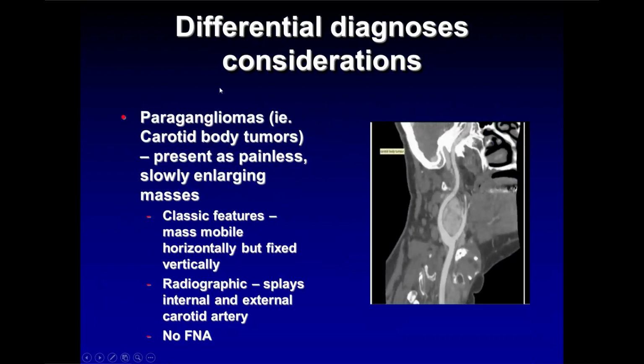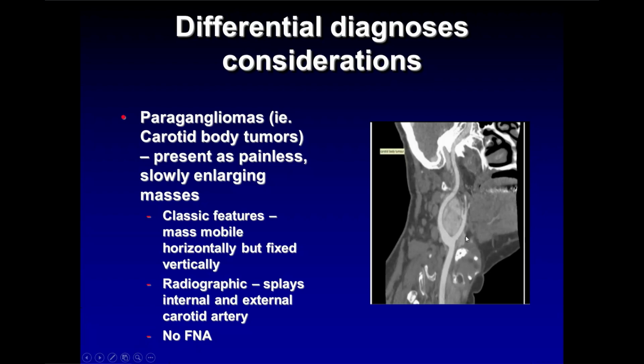So, other diagnoses to consider. And so that concludes the guidelines that we had previously introduced. But where do other diagnoses fall into that algorithm? This is one that you really want to identify, and these are paragangliomas. Basically, it's a carotid body tumor. So they present as painless, slowly enlarging masses.